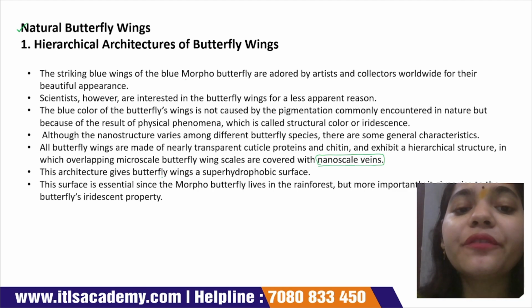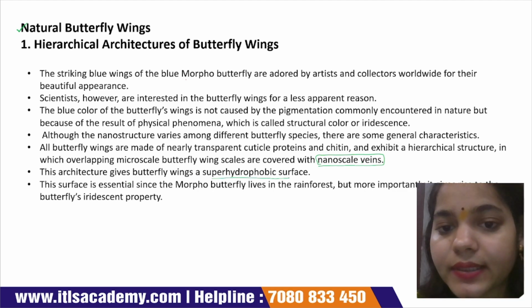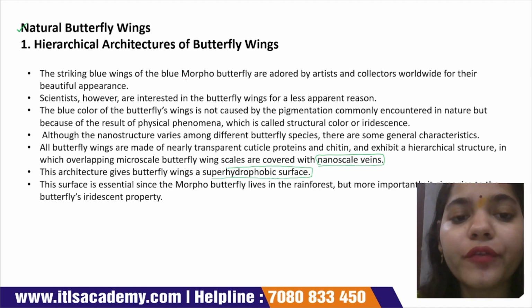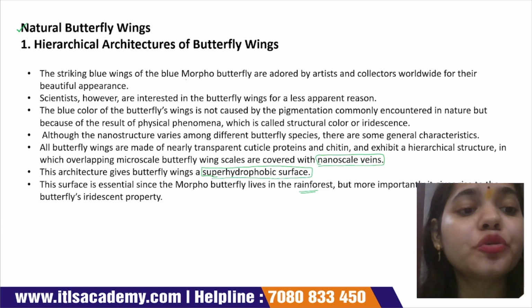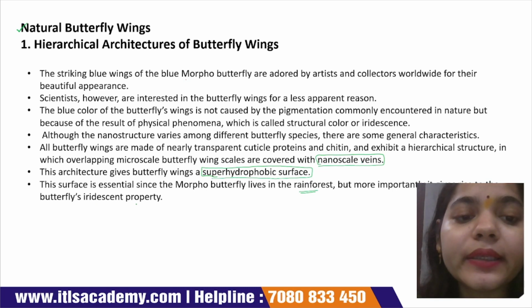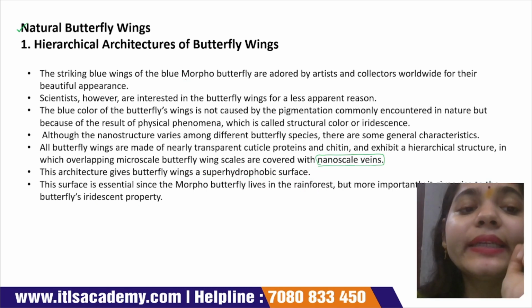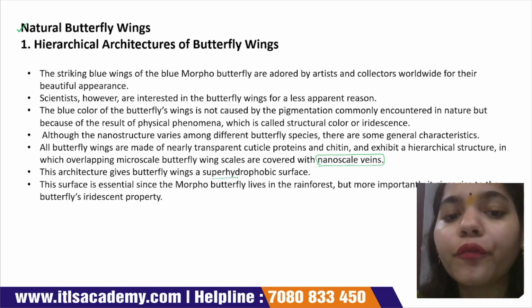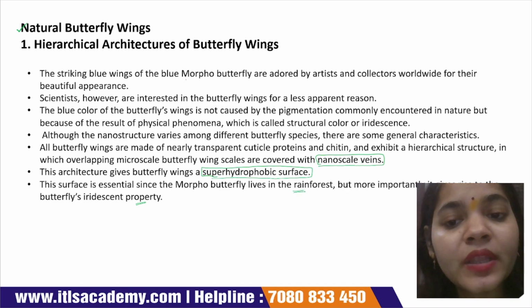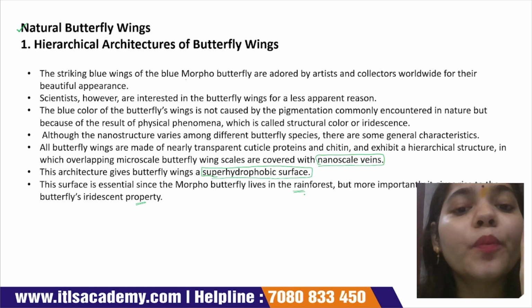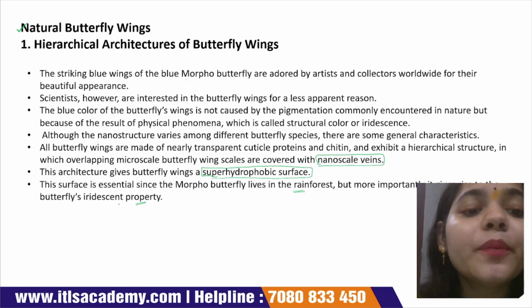This architecture gives butterfly wings a super hydrophobic surface, and due to this super hydrophobic surface, butterflies can easily survive in the rainforest. But more importantly, this architecture gives rise to the iridescent property.